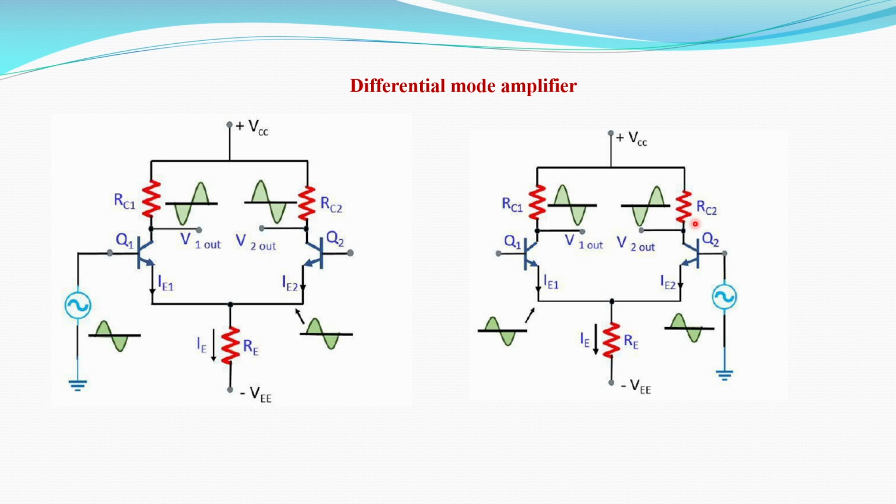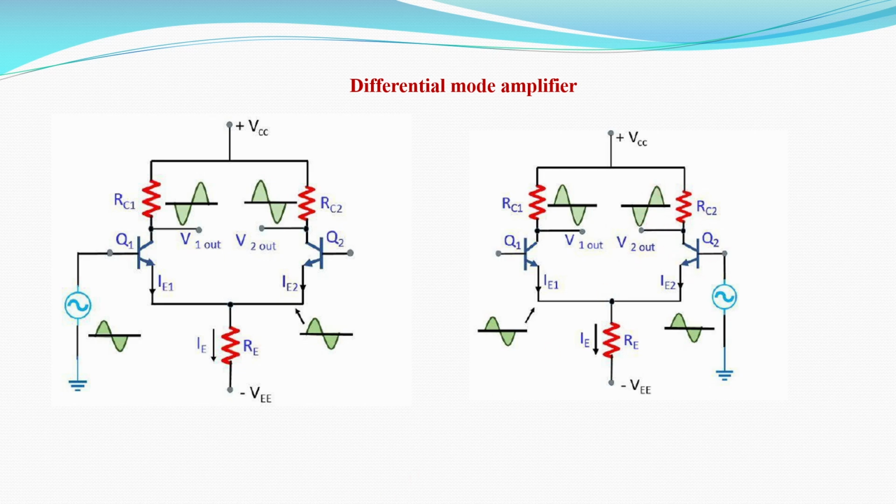Hence, the inverted amplified output will be received at the output of Q1. At the output of Q2, we will have a non-inverted amplified result. So this is the non-inverted amplified output of the transistor Q2.